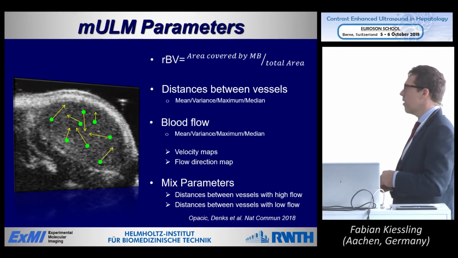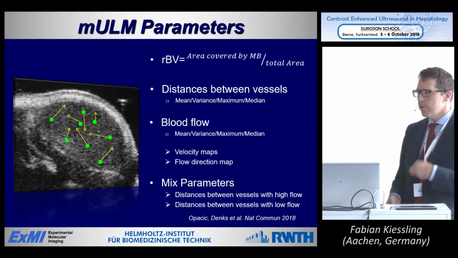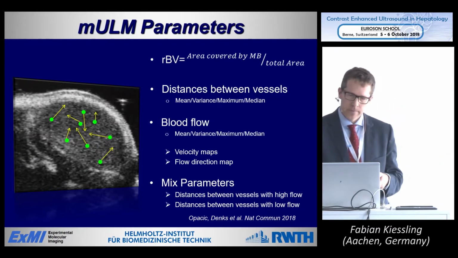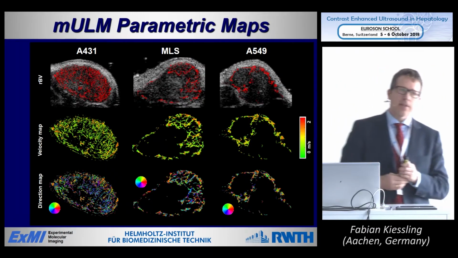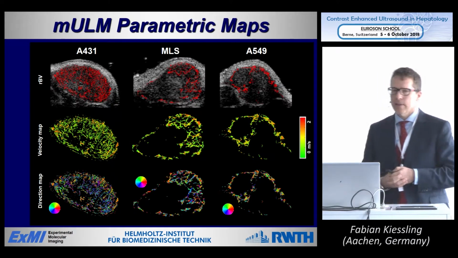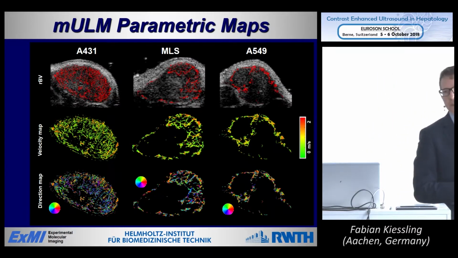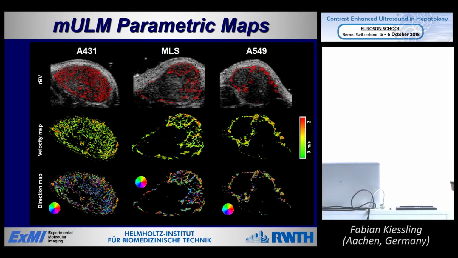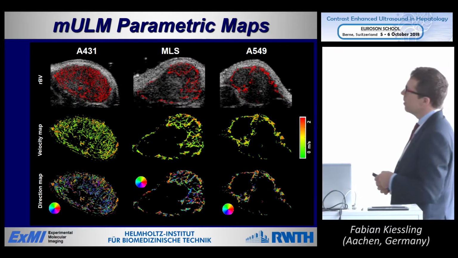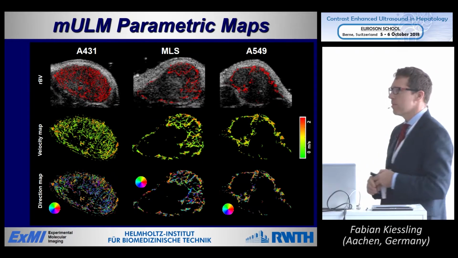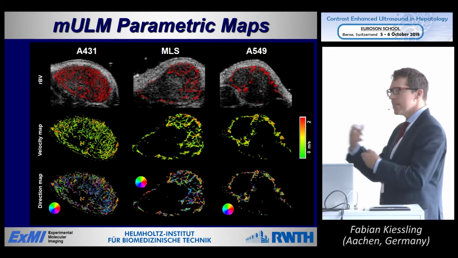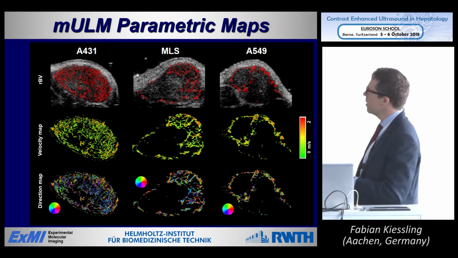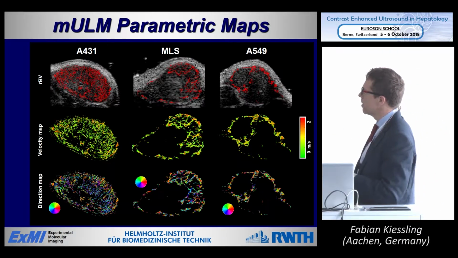For example, we can determine how the distances are between vessels with high flow, so more the mature ones again, and how the distances are between vessels with low flow, and so on. So we applied that approach on 3 different tumor types with different angiogenic properties. We started with the A431 squamous cell carcinomas, which are highly angiogenic. Then we had the MLS tumors, an ovarian cancer with a very mixed mature and immature vascularization, and the A549 tumors, which have more mature vessel structures.